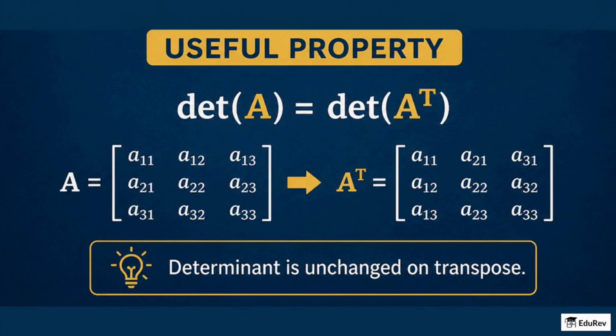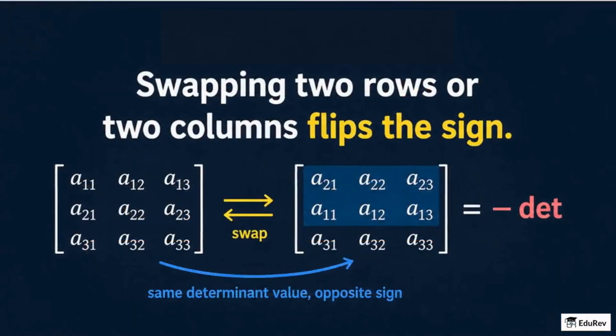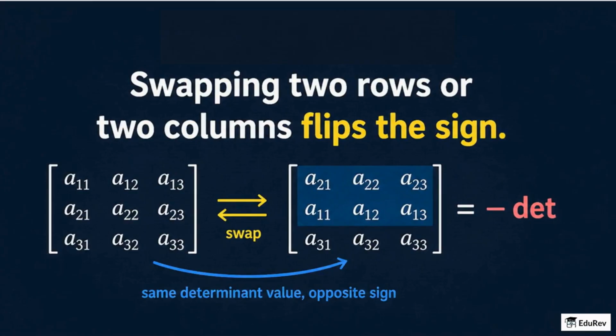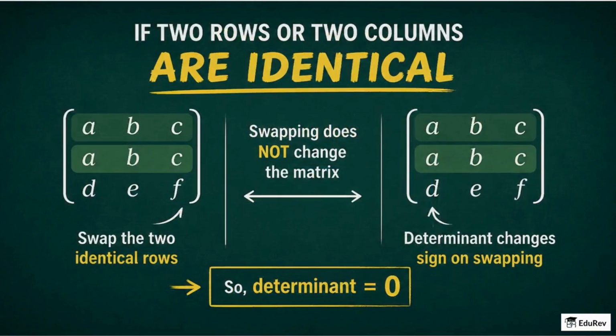Property 1 says the determinant of a matrix equals the determinant of its transpose. Property 2 says that if two rows or two columns are swapped, the sign of the determinant flips to its negative. Property 3 says that if two rows or two columns are identical, the determinant is 0 because swapping does not change it but the sign changes.